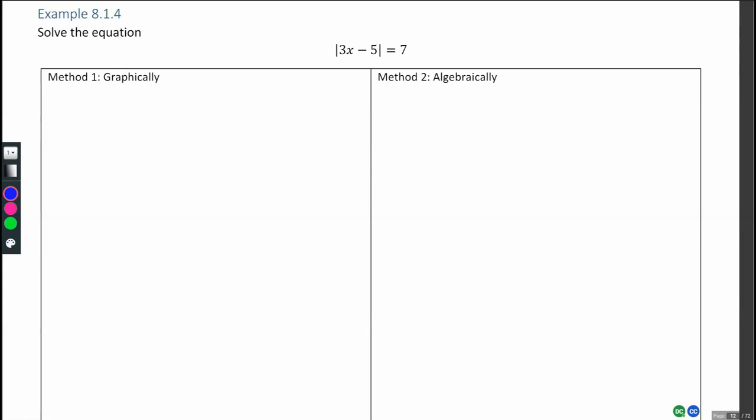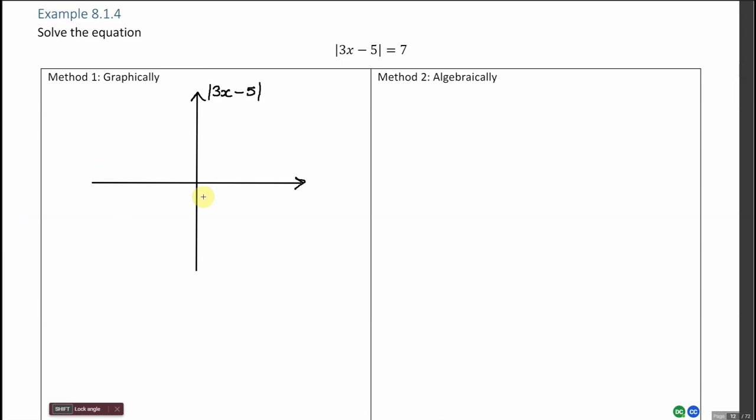We're now going to solve an equation, and we're going to demonstrate two different methods. Method 1 using a graph, method 2 doing it algebraically. So first of all, if we're going to draw the graph, we need to think like we did in the previous example and what transformations the 3 and the 5 would carry out.